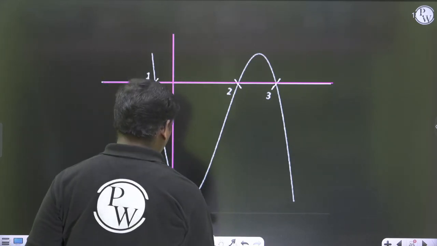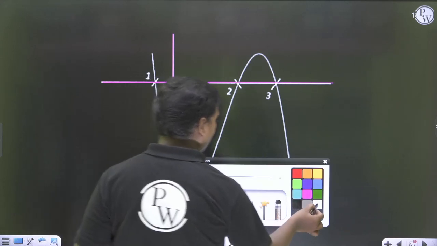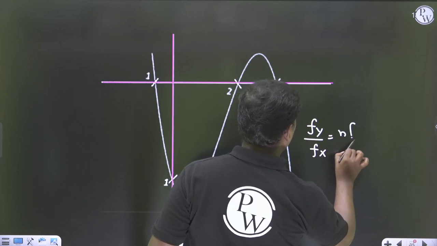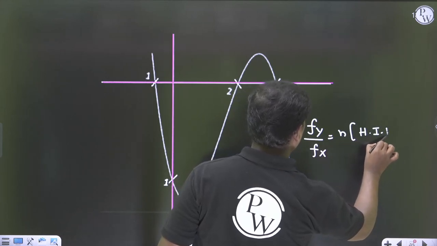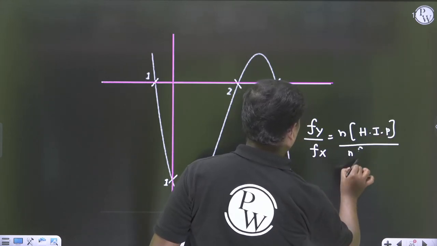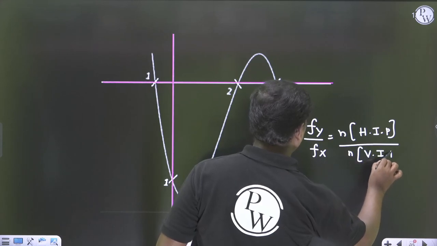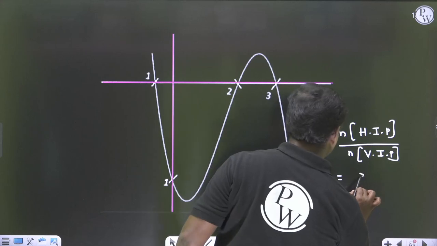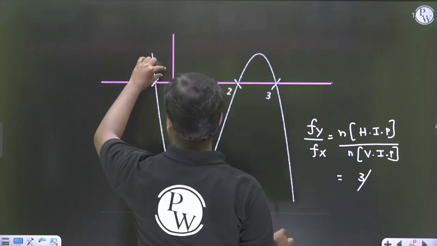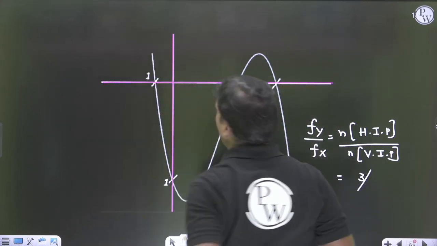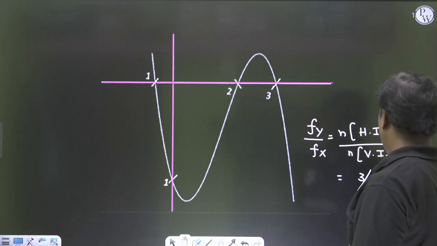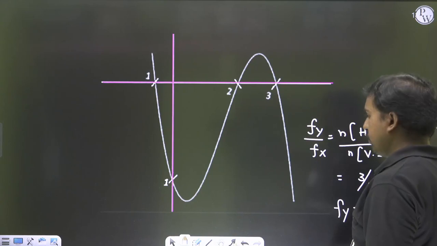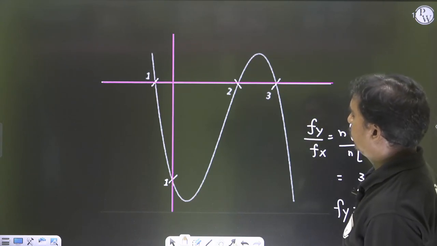Now if you see the points, Fy by fx is the number of horizontal intersection points divided by the number of vertical intersection points. Horizontal intersection points are 3, vertical intersection points are only 1. So the frequency of y is 3 times the frequency of x. That's it.